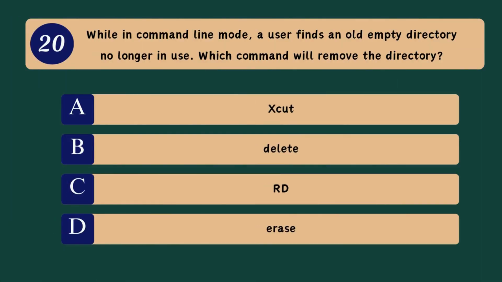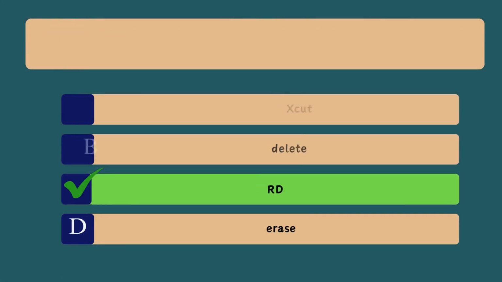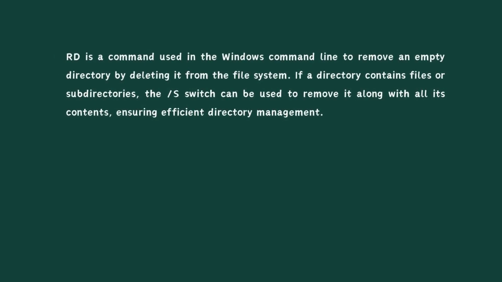Question 20. While in command line mode, a user finds an old empty directory no longer in use. Which command will remove the directory? A. Xcopy. B. Delete. C. RD. D. Erase. Correct answer, C. RD.